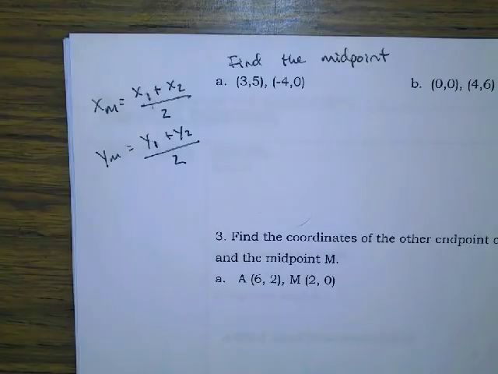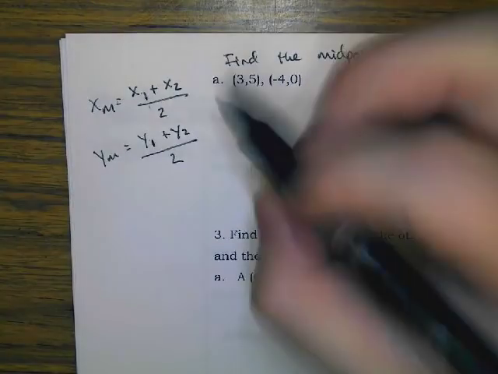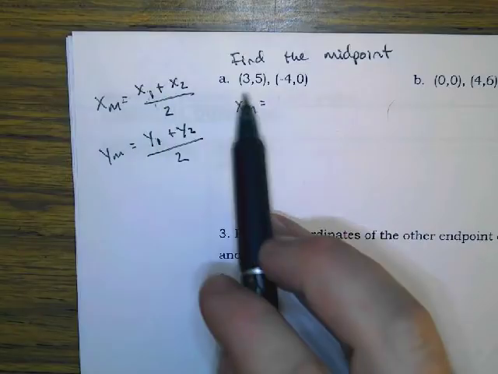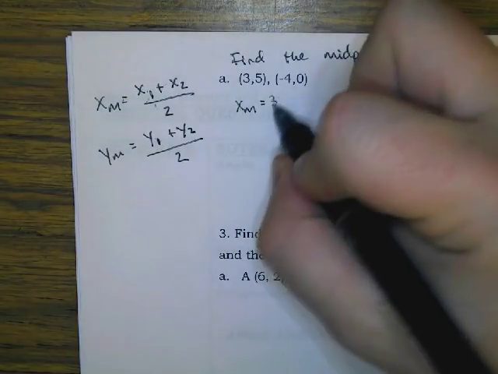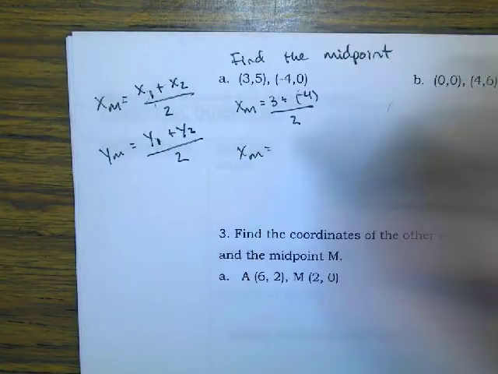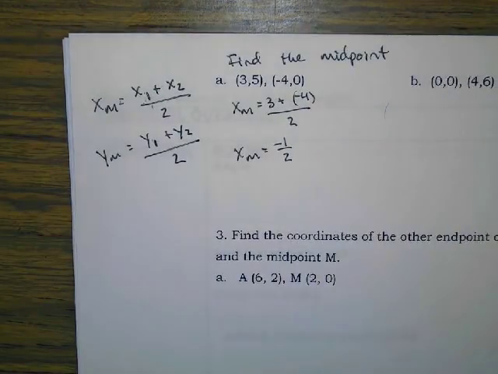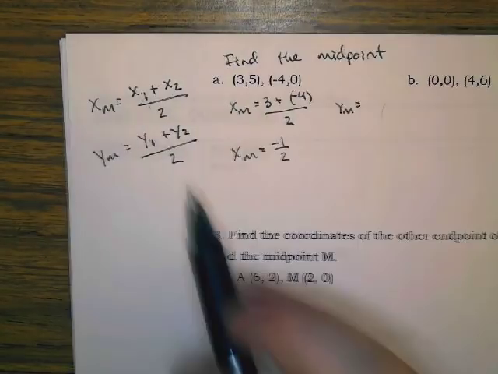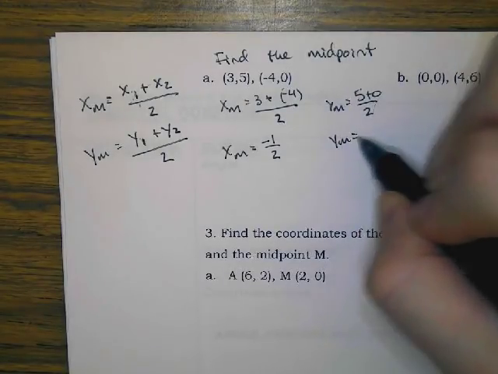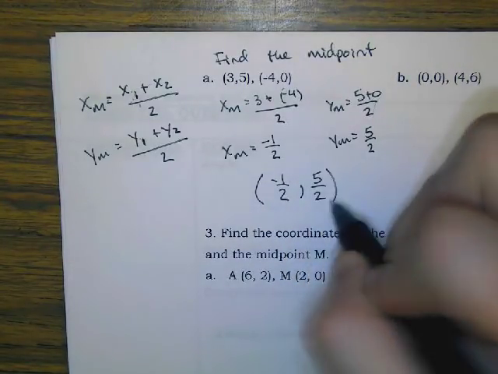So we'll be using those. Remember that we're finding a point, so we always want to label it as a point once we find the values. So let's find our xm first. Xm will be equal to x1 plus x2, 3 plus negative 4, and we divide that by 2. So we get our x midpoint is equal to negative 1 over 2. Now our y midpoint will be equal to y1 plus y2, 5 plus 0 divided by 2, so that would be equal to 5 over 2. So our midpoint would be negative 1/2, comma, 5/2.